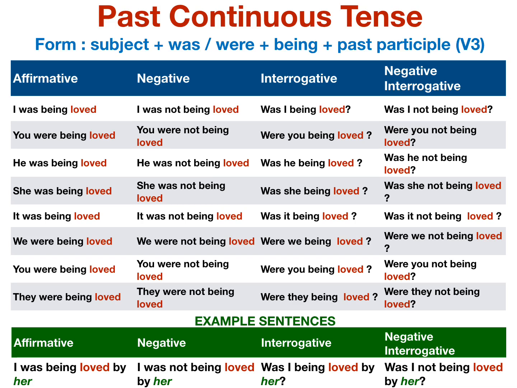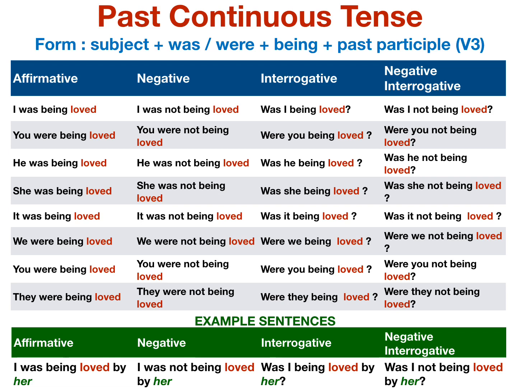Passive voice, past continuous tense. Subject plus was, were plus being plus V3. I was being loved. I was not being loved. Was I being loved? Was I not being loved? You were being loved. You were not being loved. Were you being loved? Were you not being loved?